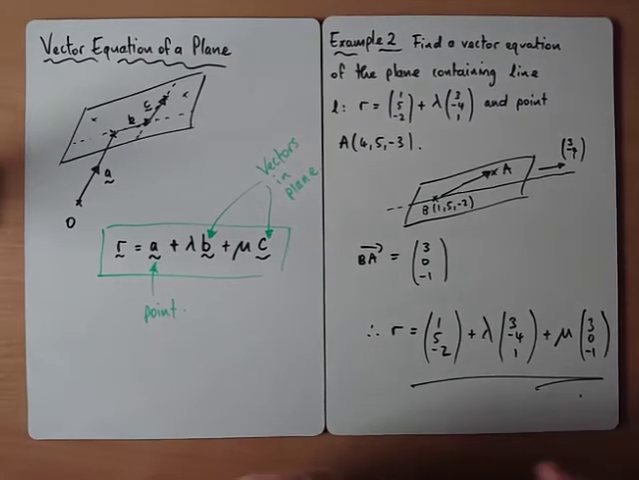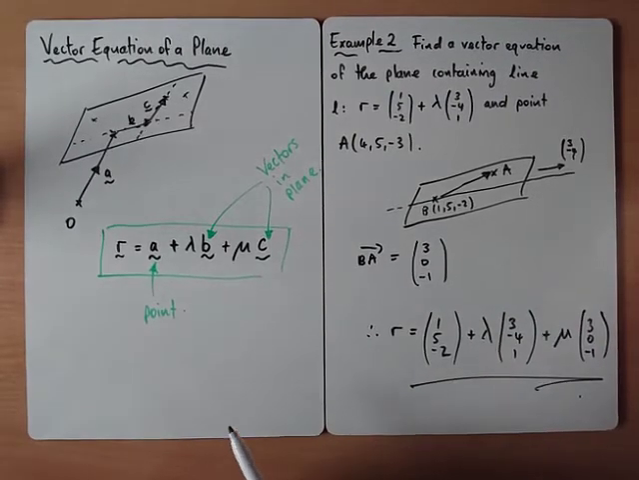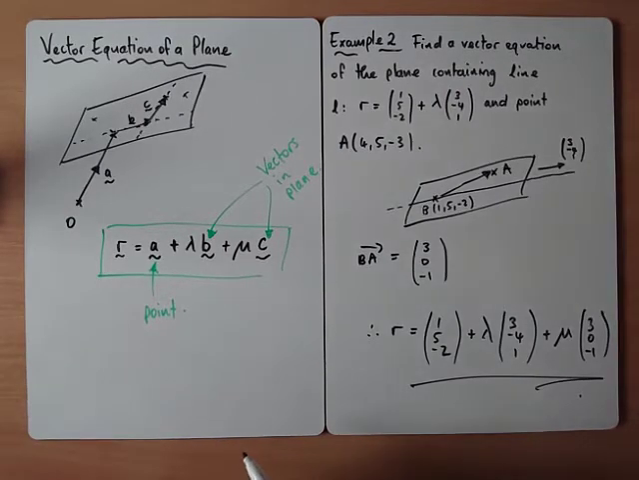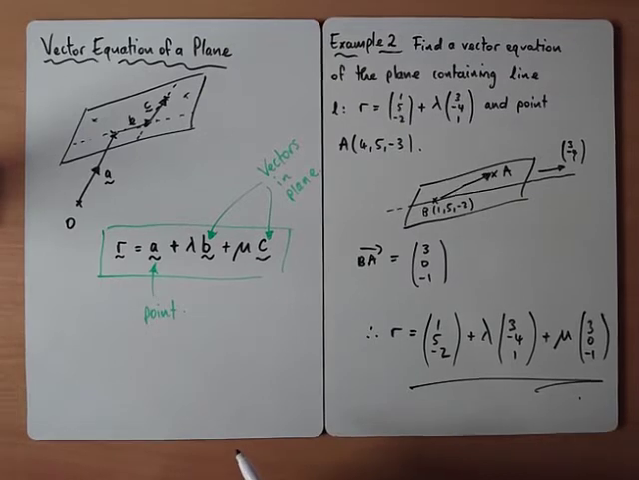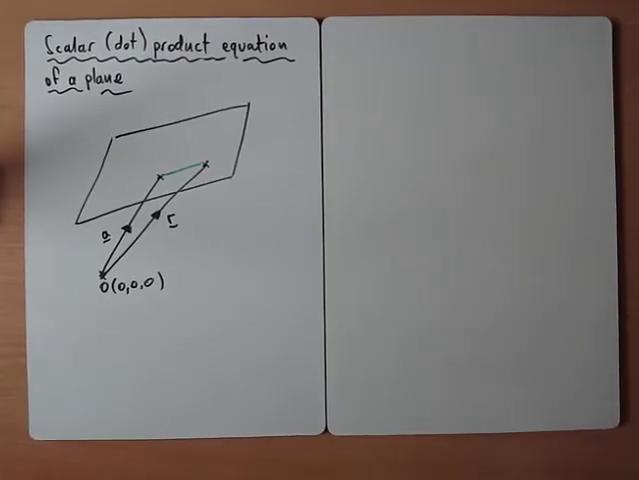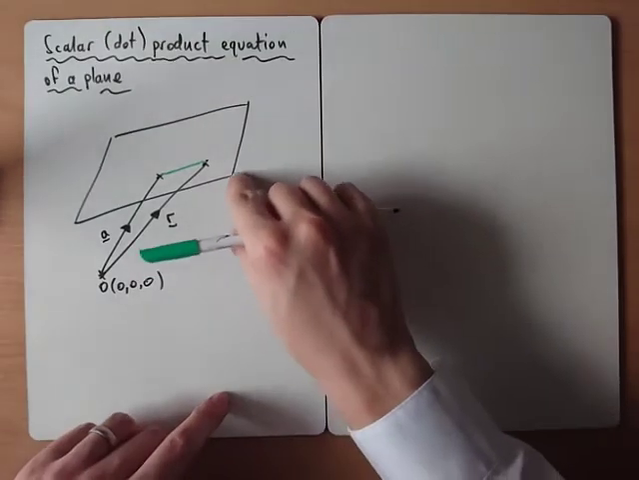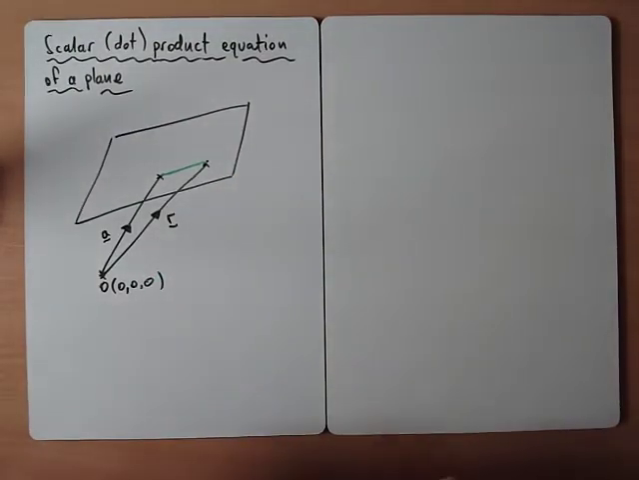The next type of equation of a plane we're going to look at uses a dot product. Let me just clear this up and we'll have a look at that. If we're going to use the dot product or the scalar product, this can give us another way to think about the equation of a plane.